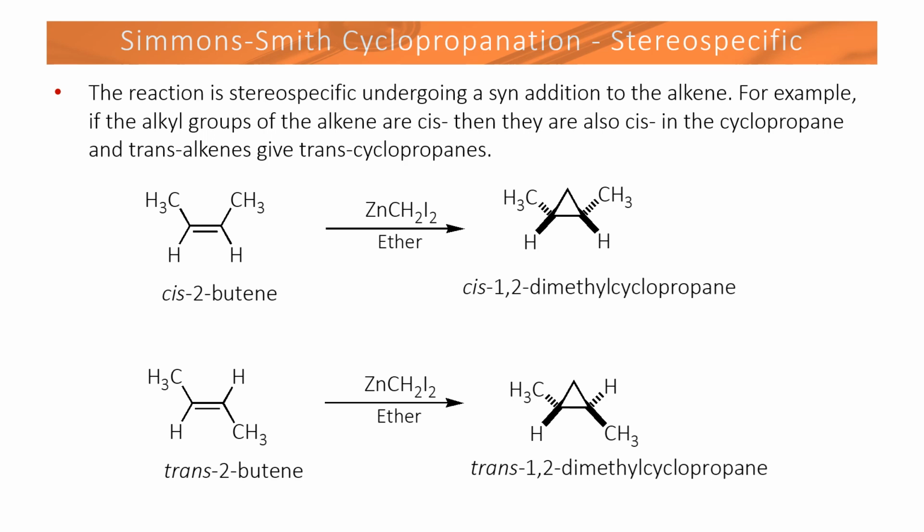Because if you notice, it is syn addition to the alkene. And so herein, for example, we see cis-2-butene. And when we do have the addition of the carbene, we end up with the 2 methyls being cis on the ring. The same with the trans species, we end up with a trans arrangement of those 2 groups on the ring.